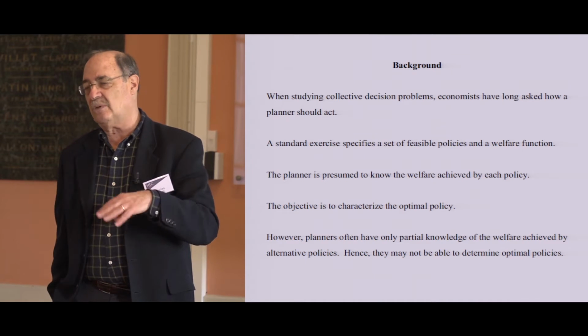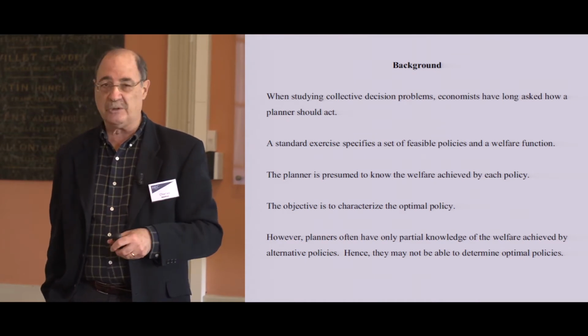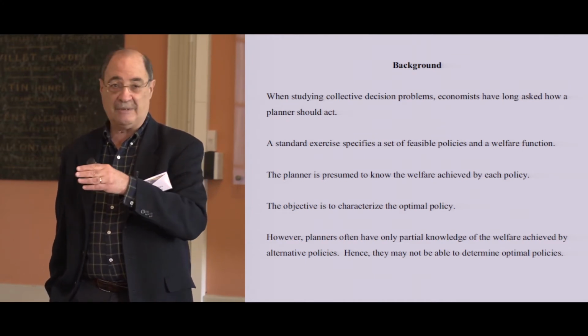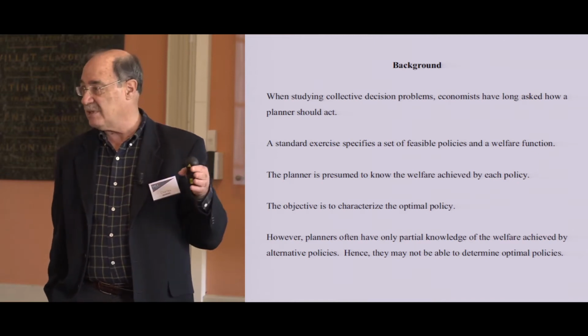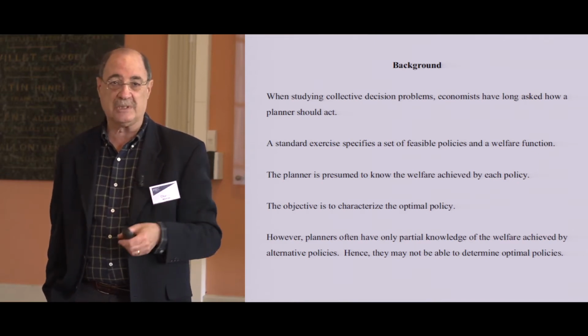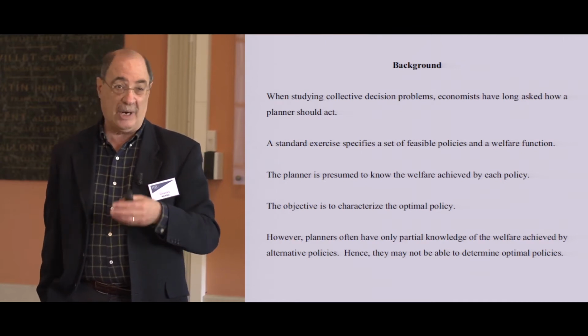Not only that, in order to figure out that we get the right utilitarian social welfare function, you actually have to know the distribution of preferences for work and leisure versus consumption. And that's actually requiring an awful lot.